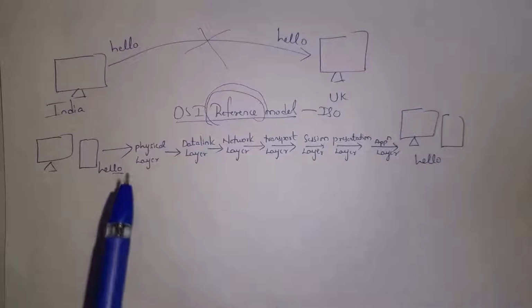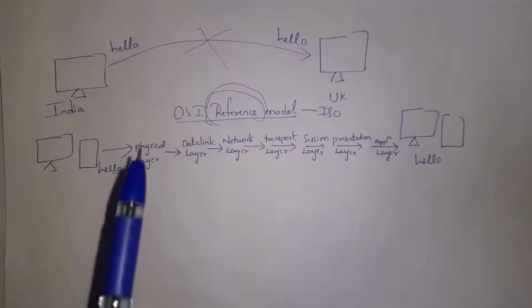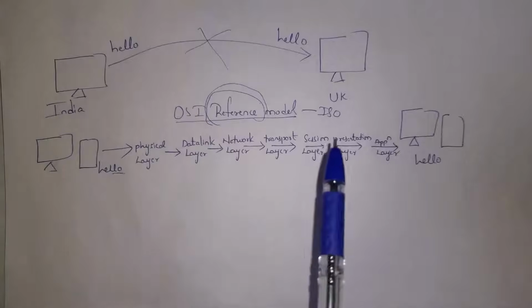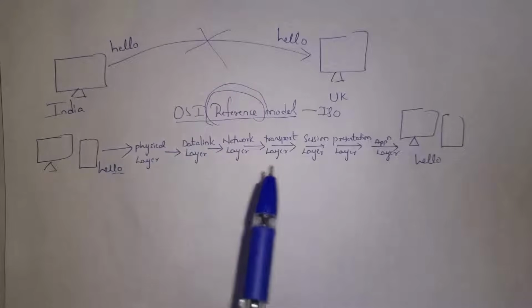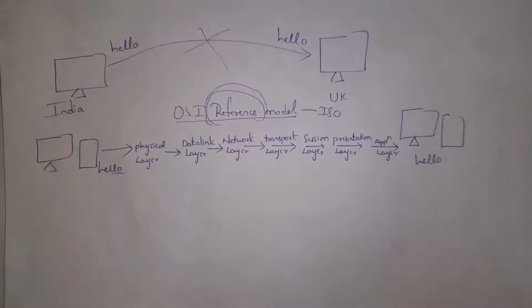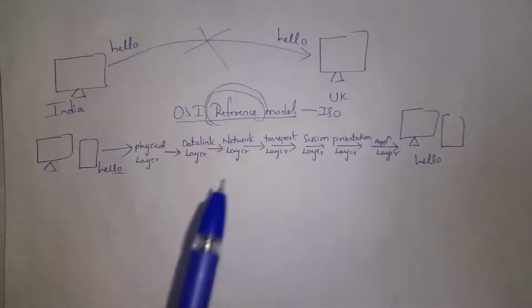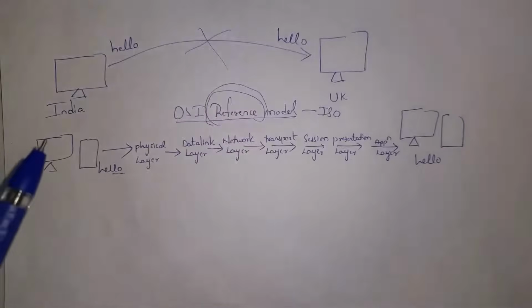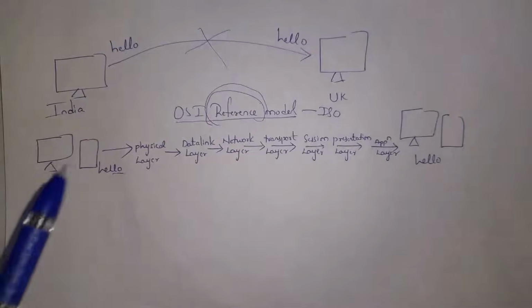If we connect a device using wires, then data is transferred in the form of electrical signals. And if we connect a device using wireless, then data is transferred in the form of radio waves or light waves. So what the physical layer will do is connect the devices, and the connection can be either wired or wireless. So the first task done by the physical layer is to connect the devices.